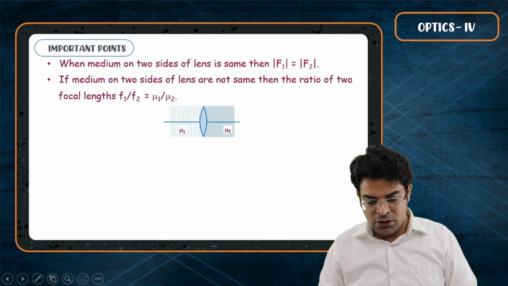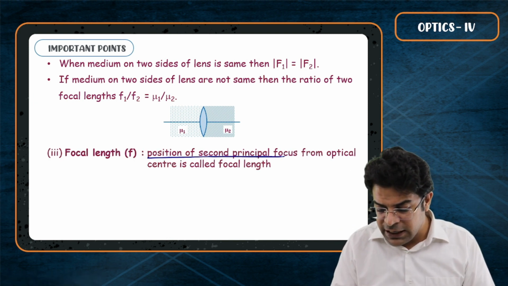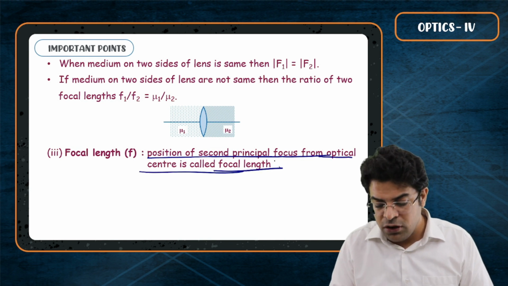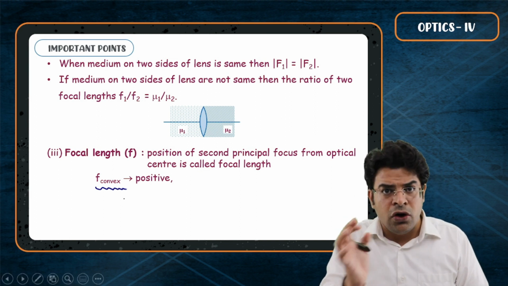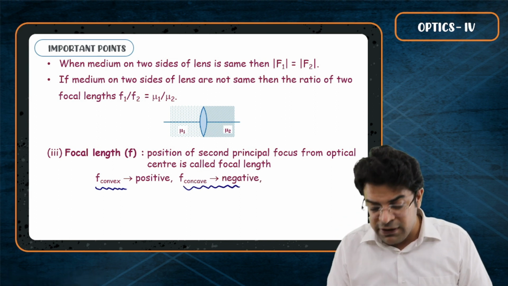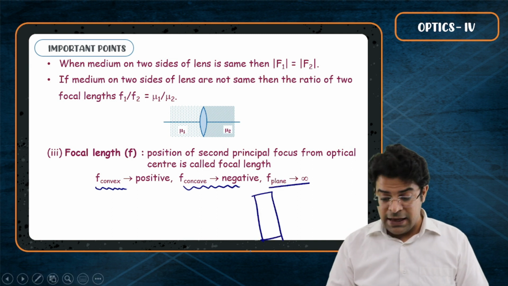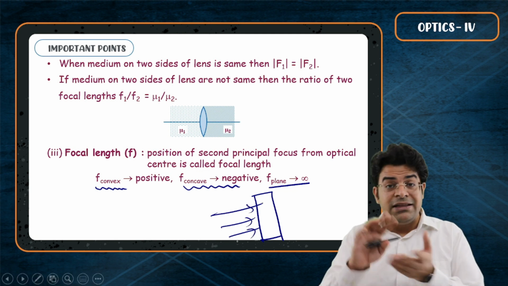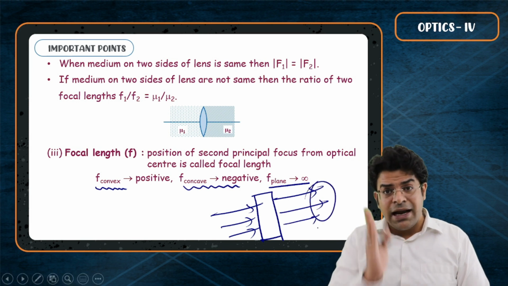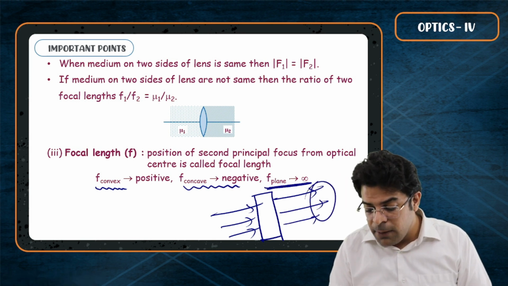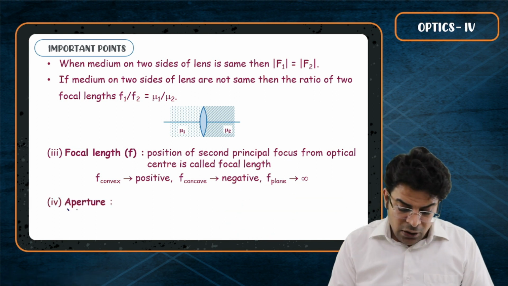Now bachcho, understand what focal length is. The position of the second principal focus from the optical center is called the focal length. For a convex lens, we have already talked that f is positive. For a concave lens, f is negative. And for a plane slab, if you hit parallel rays, it neither converges nor diverges. It lets them go straight. So where will these rays meet? At infinity. So that's why for a plane slab, you will say that f is infinity. Now let's talk about aperture.